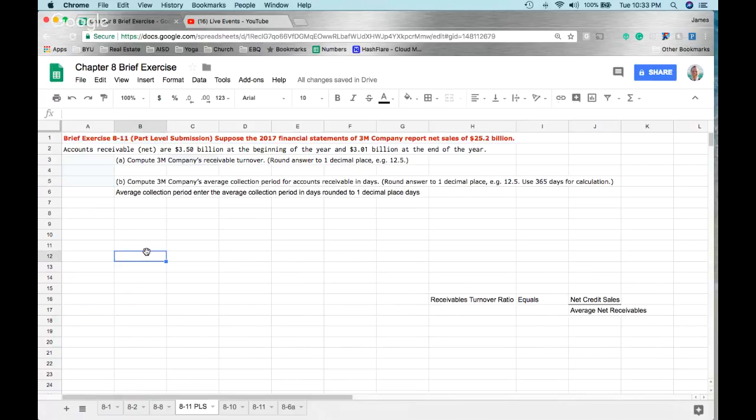So first things first, let's get the average net receivables. We'll do 3.5 plus 3.01 divided by 2, which equals 3.255.